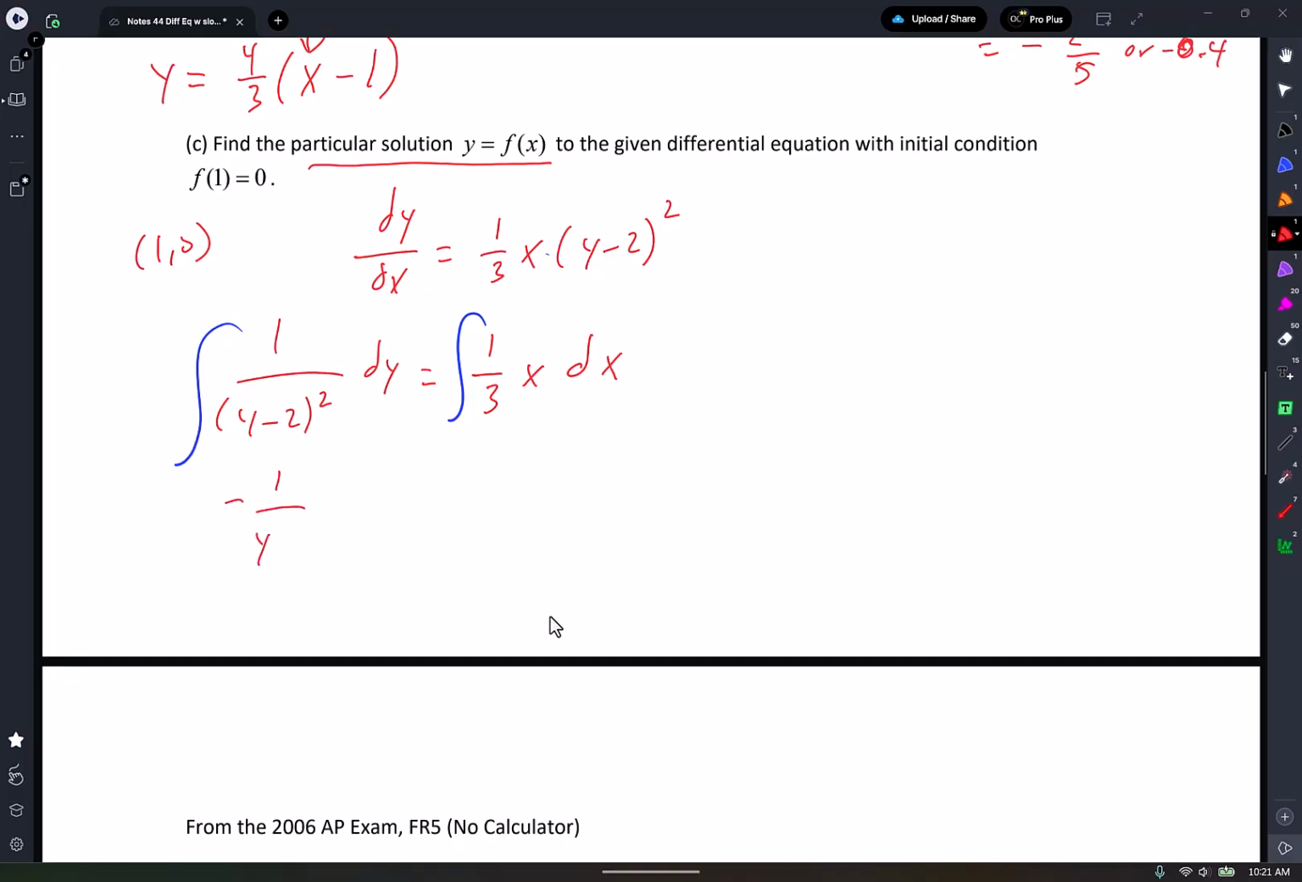Negative 1 over y minus 2. Do you think we need to do u sub? No. We can if you want. Equals. You can if you want, guys. You don't have to do u sub, but you can if you want. It's a linear line, so we just use.